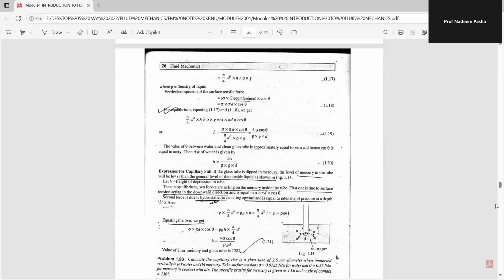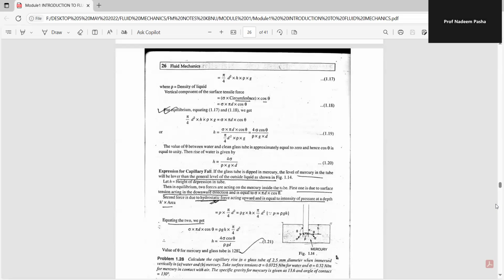Then in equilibrium, two forces act on the mercury inside the tube. The first is due to surface tension acting in the downward direction, equal to sigma into pi d into cos theta. The second force is due to the hydrostatic force acting upward, equal to the intensity of pressure at a depth h into area. So we are equating the two forces. The first force, acting on the mercury in the tube due to surface tension in the downward direction, is equal to sigma into pi d into cos theta.